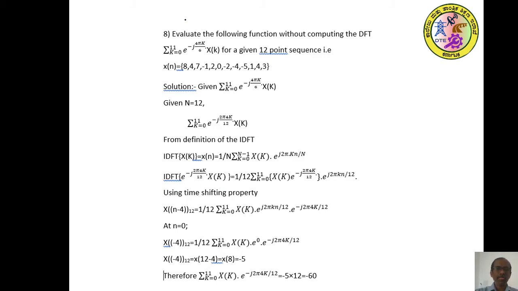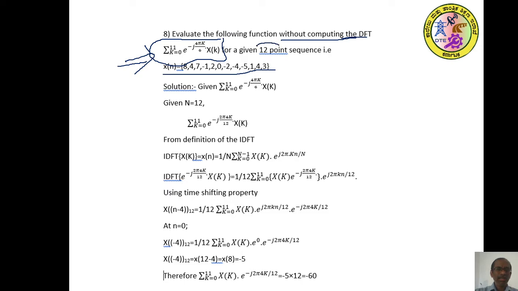Next concept, next problem. Evaluate the following function without computing DFT, and the function is summation k is equal to 0 to 11 e power j 4 pi k by 6 into x of k for a given 12-point sequence like this. Very simple concept. They have given a 12-point sequence x of n, and you are supposed to evaluate this number, but the condition is don't compute DFT.